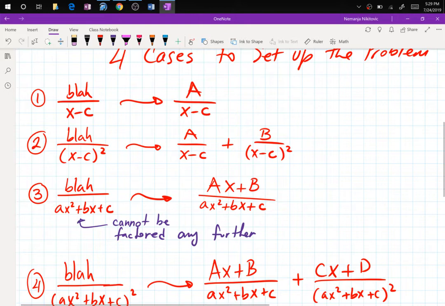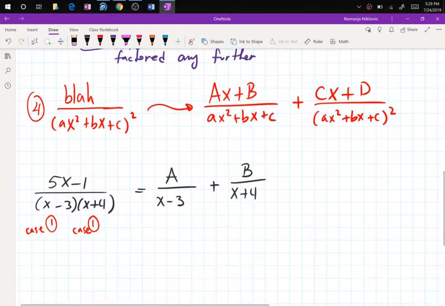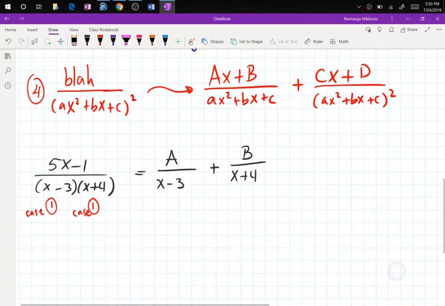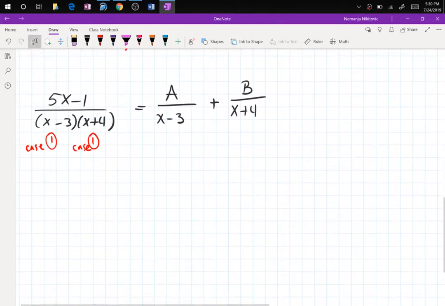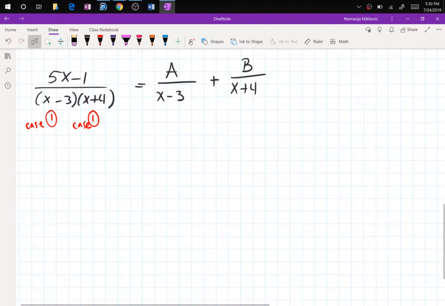When you use a variable for something, capital A, then you don't get to use it again, which is the reason we are using two case 1s now. One gets A, the other one gets B. From this point on, we are supposed to solve this. All I need to do is to calculate the value of capital A and capital B.